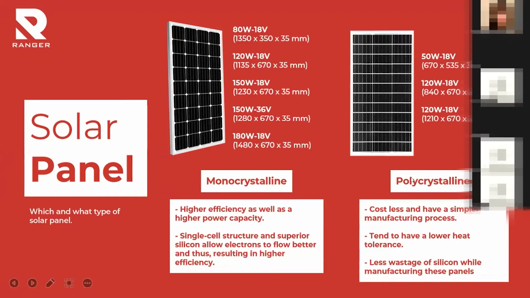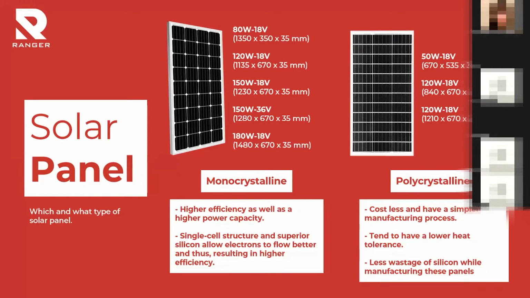For polycrystalline, it is a less costly panel and the manufacturing is simpler. Okay, for example, polycrystalline is a lower heat tolerance panel, so it is suitable at a place that does not have sunlight for maybe 8 hours. So it is suitable to use at that place. In general, monocrystalline is better because it has higher efficiency than polycrystalline.